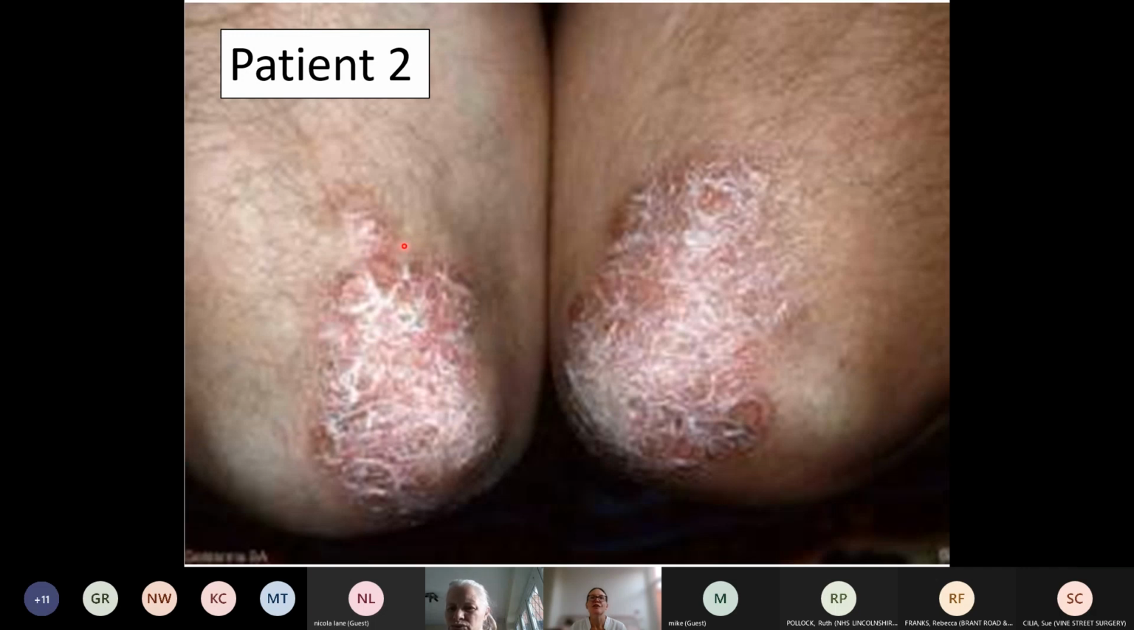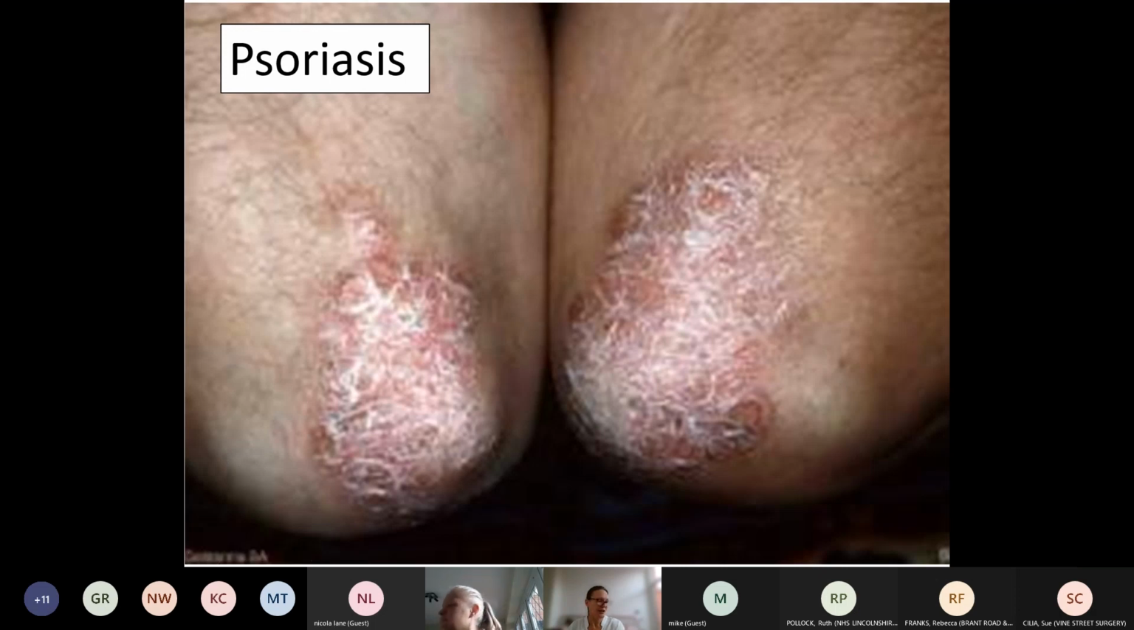And what do you think this is? What would you be thinking when you've got the history and you've had a look at these elbows? Psoriasis. Yeah, and the key thing about psoriasis is that really it's well defined, which is why it's odd that this one doesn't look that well defined, but generally psoriasis is thought of as being well defined.